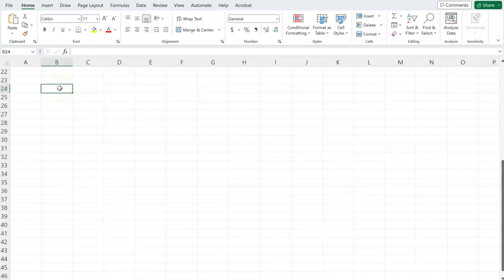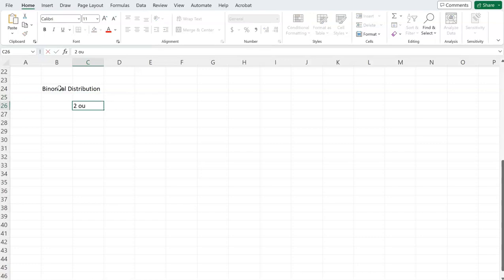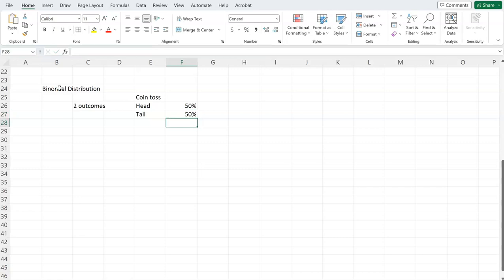So the first distribution that we will look at is the binomial distribution. This is a very simple distribution, and it has only two outcomes. So think about a coin toss. You can either get a head or a tail. And if it's a fair coin, basically you have a 50% chance of getting a head and a 50% chance of getting a tail. Or it could be like a free throw.